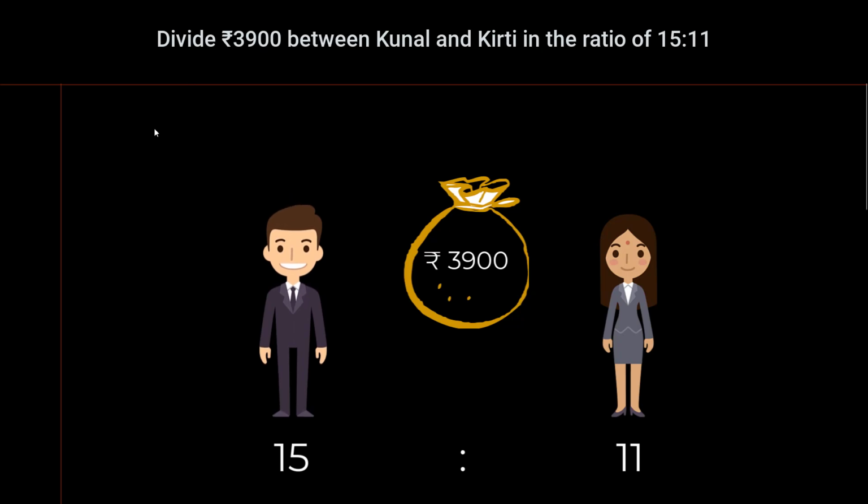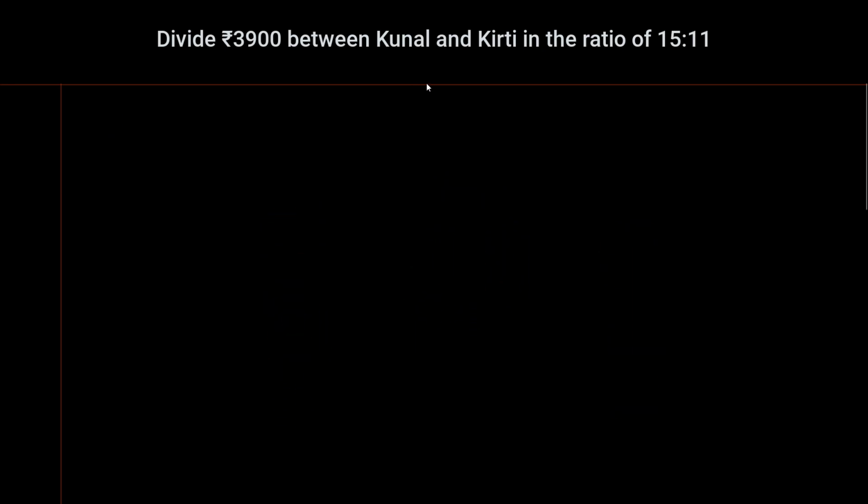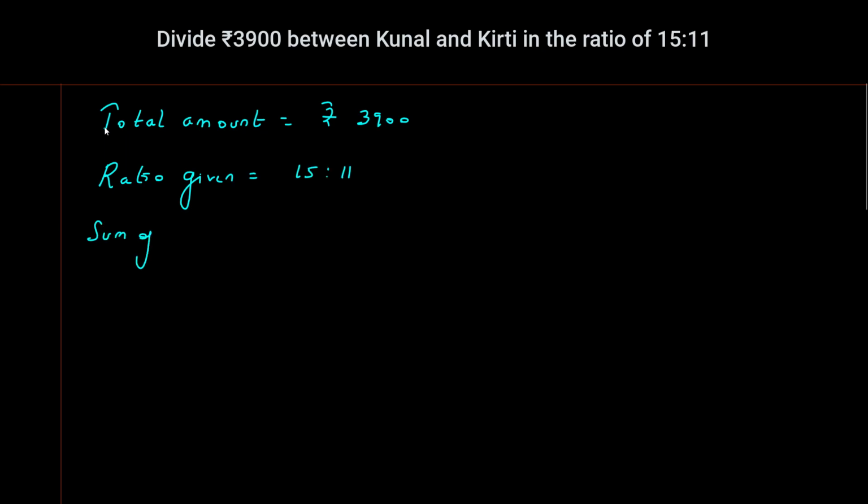What I'm going to do is directly find the sum of ratios. Okay, 15 plus 11, right? Now first let's start with what's the total amount. So the ratio given is 15:11. Let's do the sum of ratios. What is the sum of ratios? Equal to 15 plus 11, which is 26.